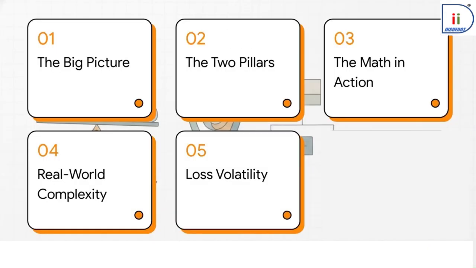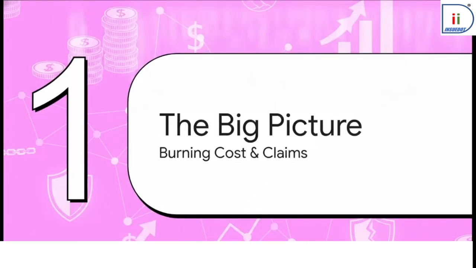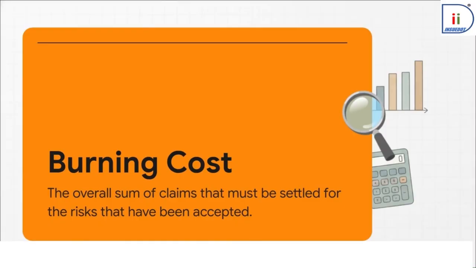Okay, let's dive right into this. Here's how we're going to break it down today. We'll start with the big picture, then look at the 2 pillars of pricing, see the math in action, tackle real-world complexity, explore loss volatility, and finally, we'll put you to the test with a quick knowledge check. Alright, Part 1. The big picture. Let's define burning cost in ultimate claims. So think about the sheer massive scale of the insurance industry for a second.